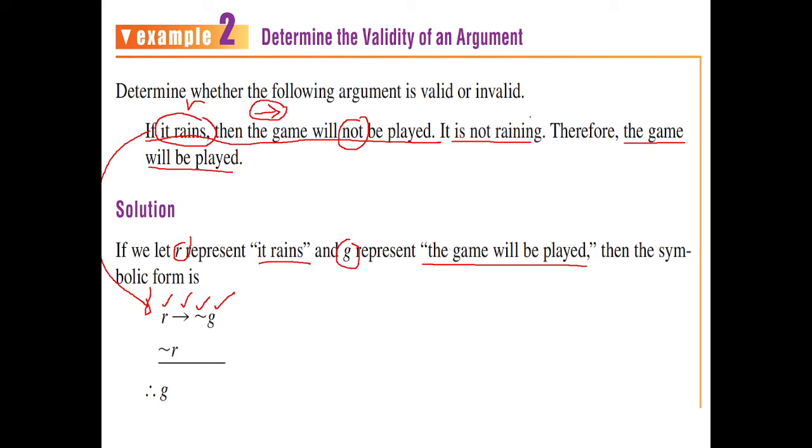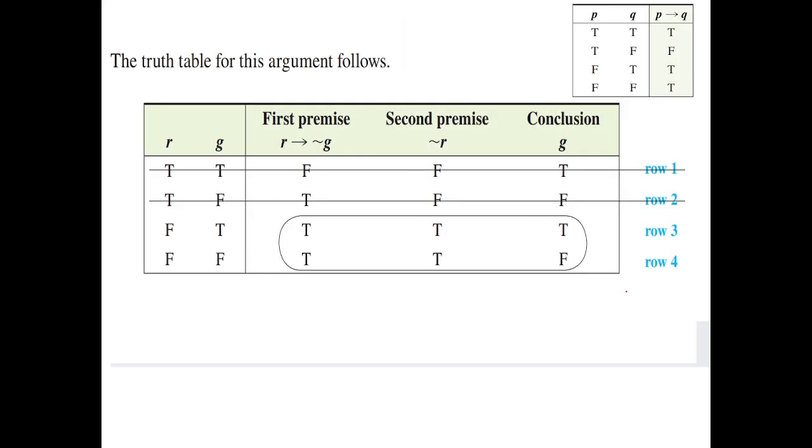Our second premise, it is not raining: not R. The conclusion, therefore the game will be played, because the game will be played is letter G. Therefore, G. So that's step number 1. Step number 2. Look at step number 2.